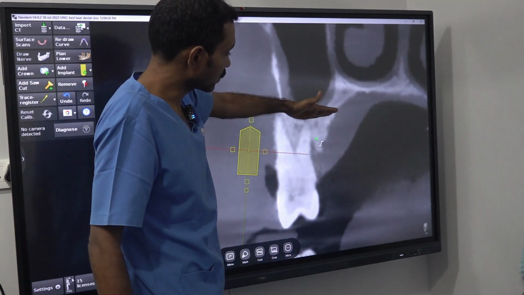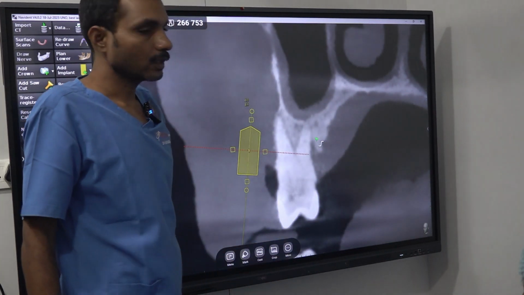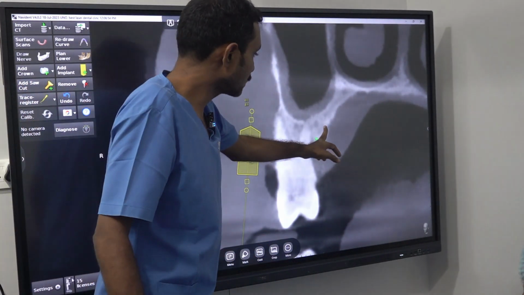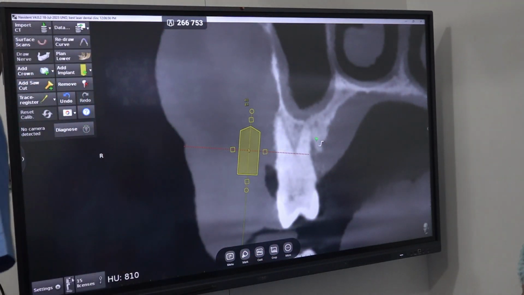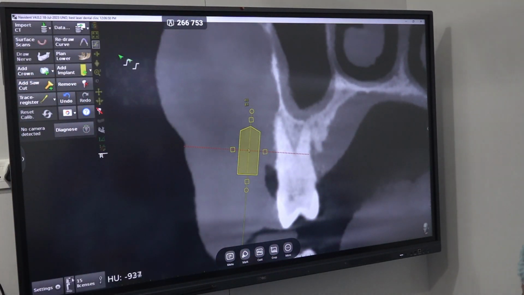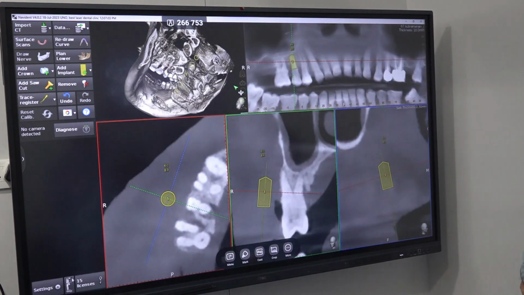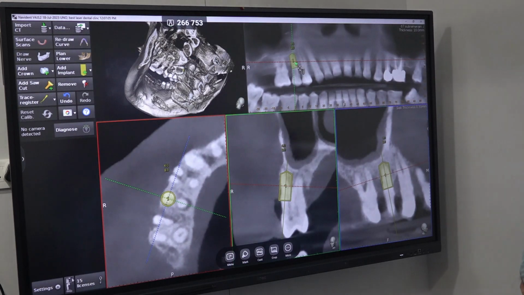But here the sinus floor is touching the apex. Only a 5.5 we can place. But this bone is good, so it can hold the 5.5. So in our plan, two 5.5 comes, right? Palatal socket one 5.5. Second premolar one 5.5.